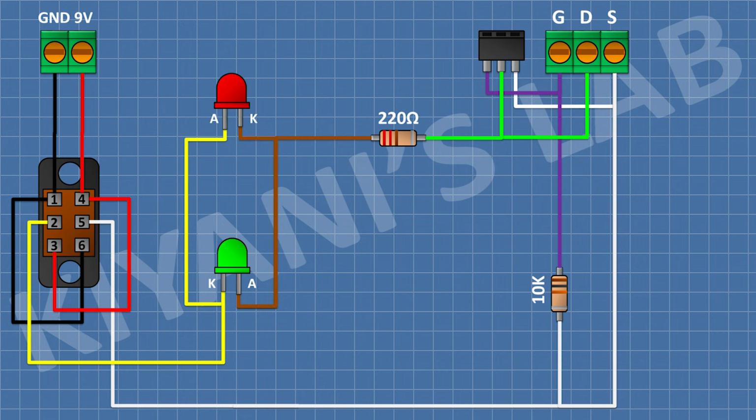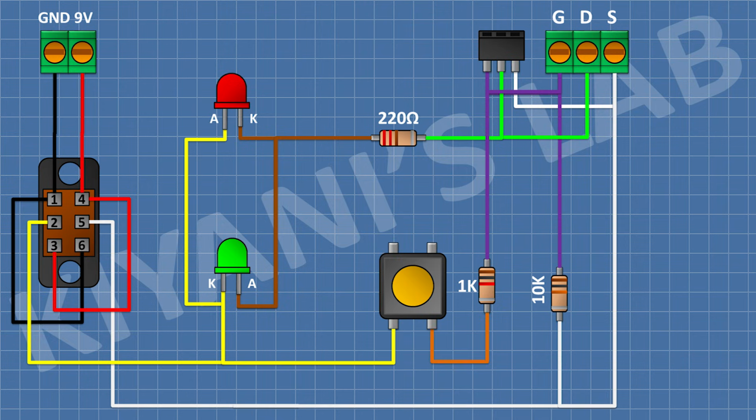Now connect the red LED and connect its anode to the cathode of the green LED and its cathode to the anode of the green LED. Now connect the 1K resistor and connect its one pin to pin number 1 of the 3-pin terminal block. Now connect the push button and connect its one pin to the remaining pin of the 1K resistor and its other pin to pin number 2 of the switch. So we have completed all the connections.